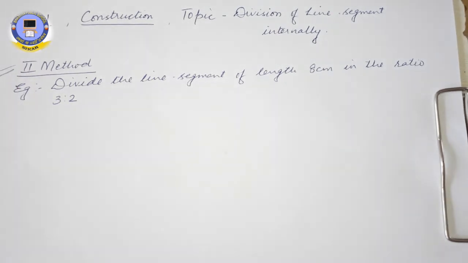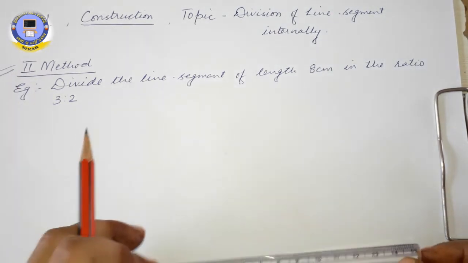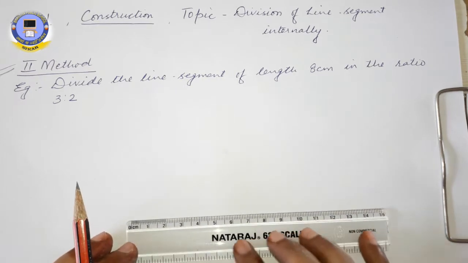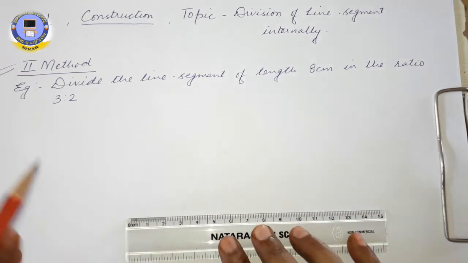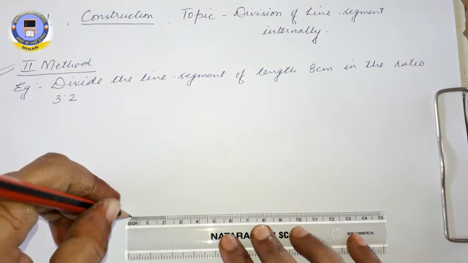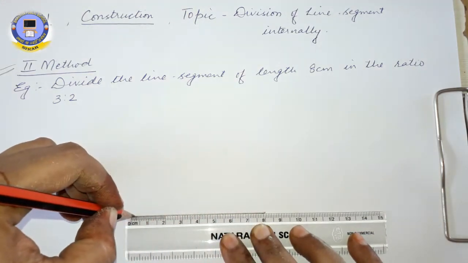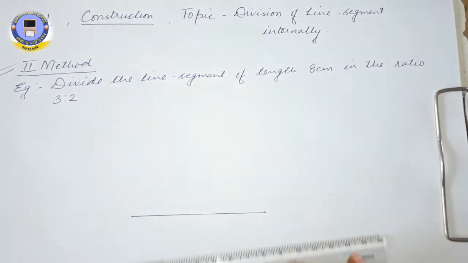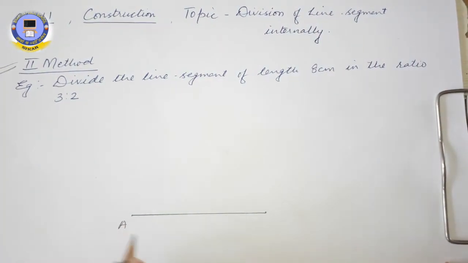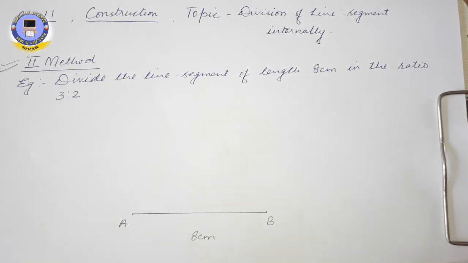We are discussing the second method. So the first step is to draw a line segment of length 8 cm. Label it as AB. Its length is 8 centimeter.